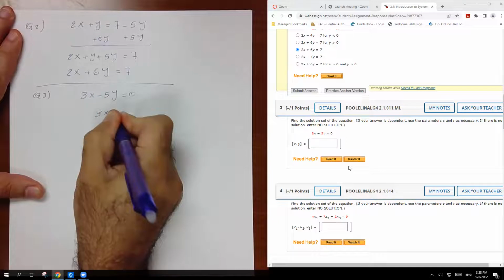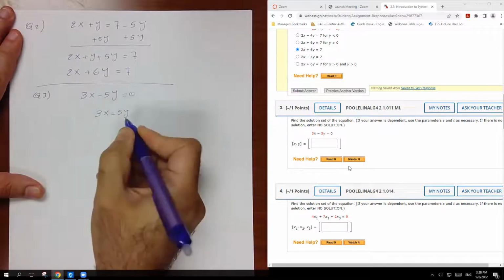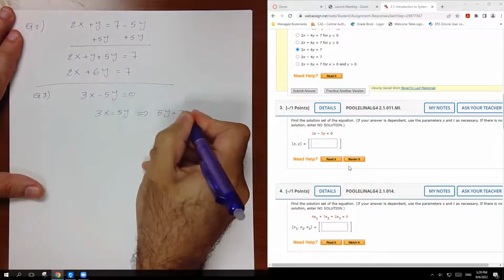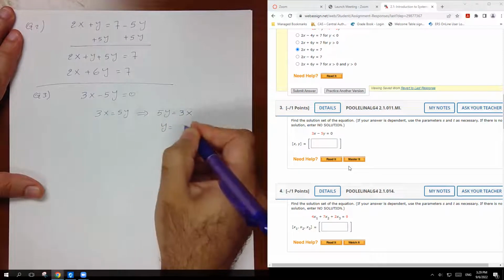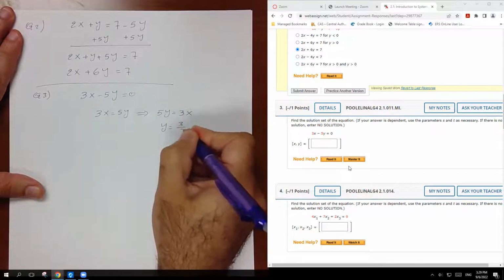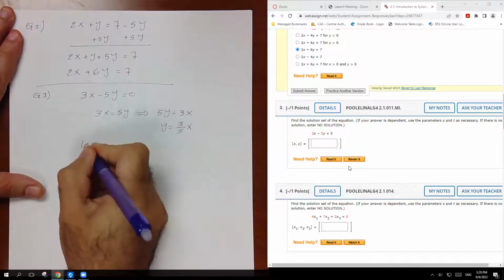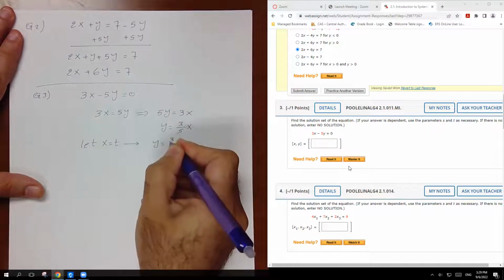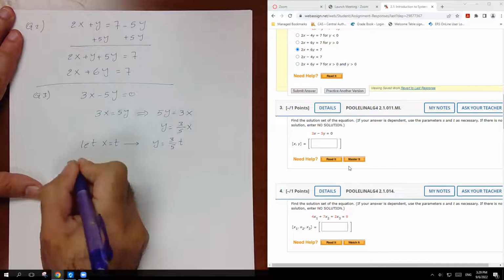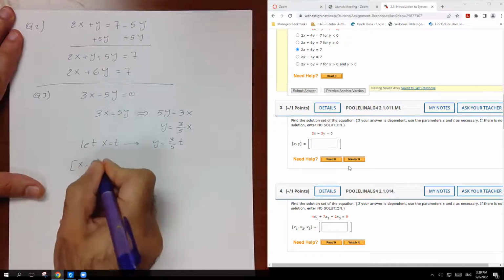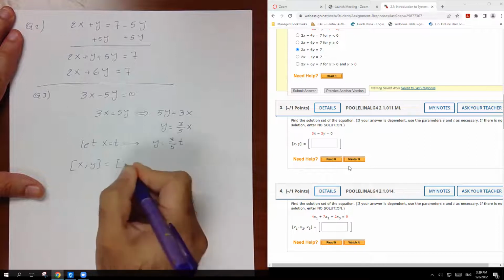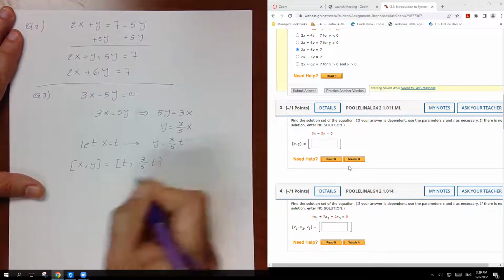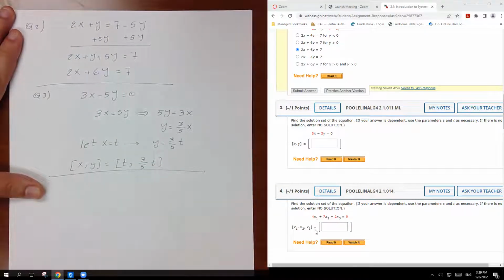So 3x equals 5y. Solve it for y, that means the same thing. This one is 5y equals 3x. So y is going to be 3 over 5 x. Now let x equal t. So y is going to be 3 over 5 t. So the solution set with x, y is going to be x is t, y is 3 over 5 t. That's it for this question.